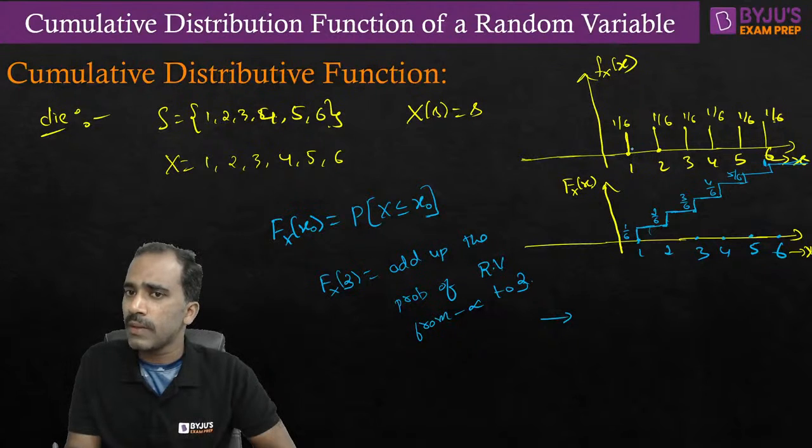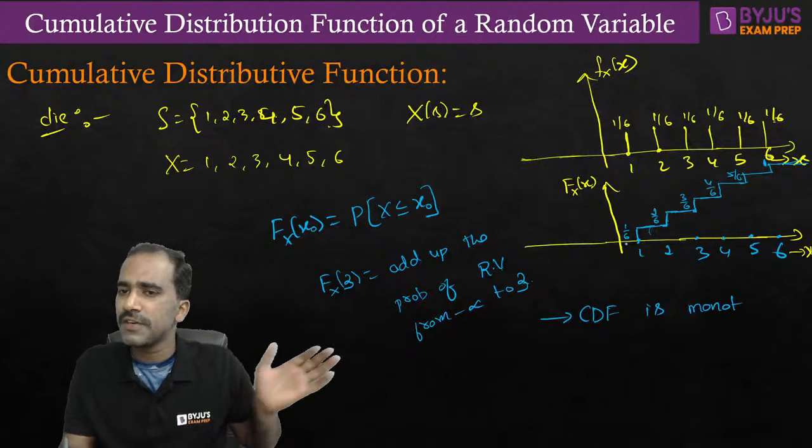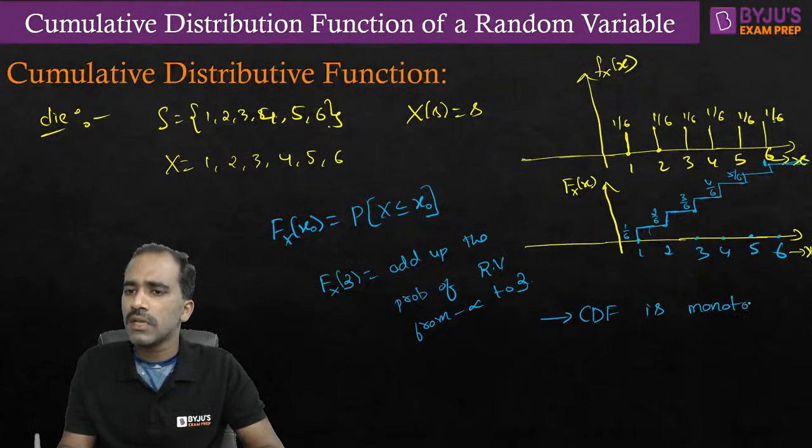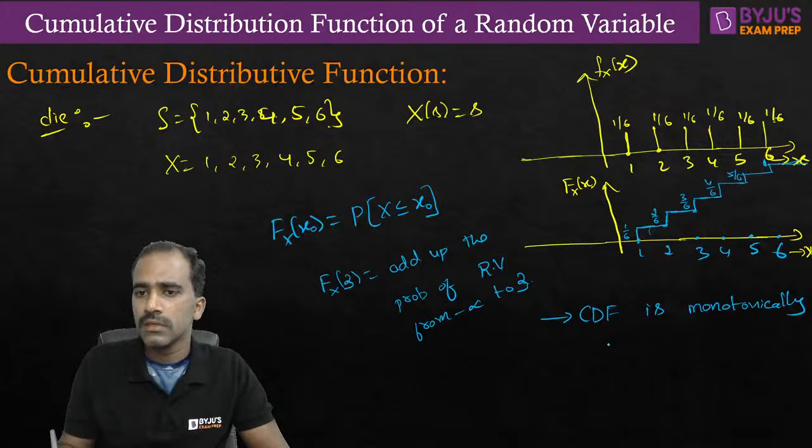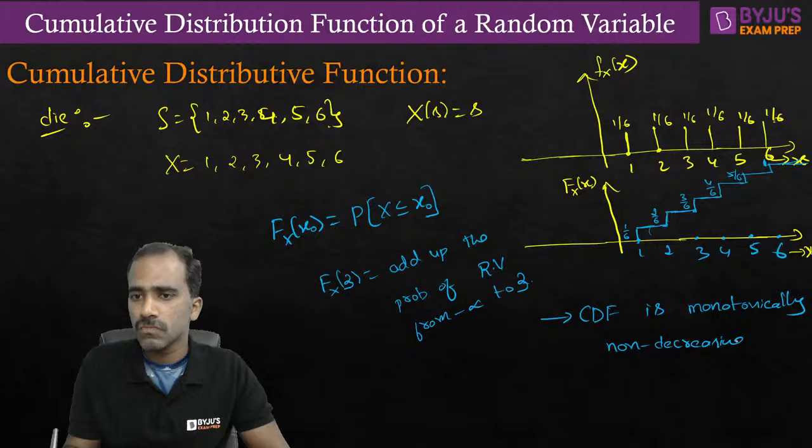Since we are accumulating either zero values or positive values, when you are accumulating zero values, it will stay constant. When you are accumulating a positive value, it will increase. Because there is no negative value to accumulate here, the CDF function will never decrease. So CDF is a non-decreasing function, or you can also say monotonically. Monotonically means always, from minus infinity to plus infinity continuously. It is monotonically non-decreasing function.